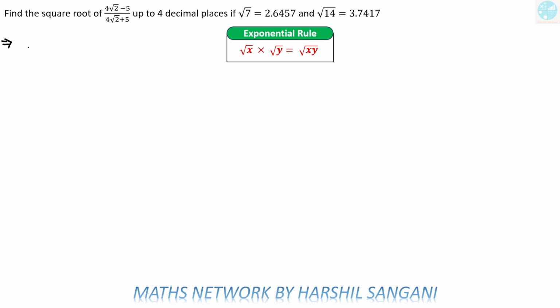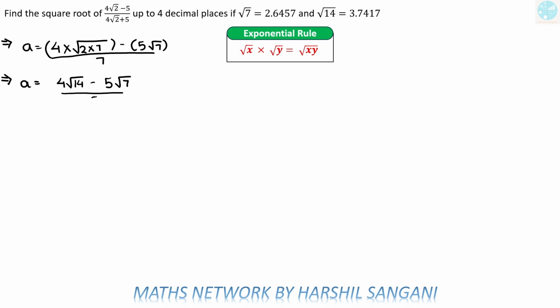And here we had 4 root 2 multiplied by root 7. Now we cannot multiply root numbers with integers, so 4 will remain as it is, and we will get A equal to 4 multiplied by the whole root of 2 multiplied by 7 minus 5 root 7 in the numerator and 7 in the denominator. When we simplify it, we will get A equal to (4 root 14 minus 5 root 7) upon 7.